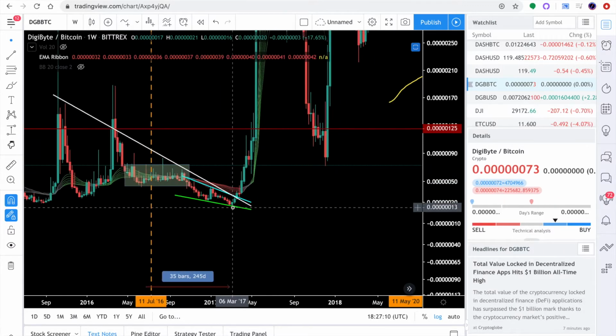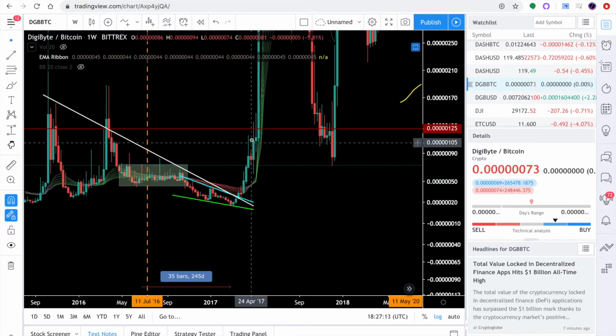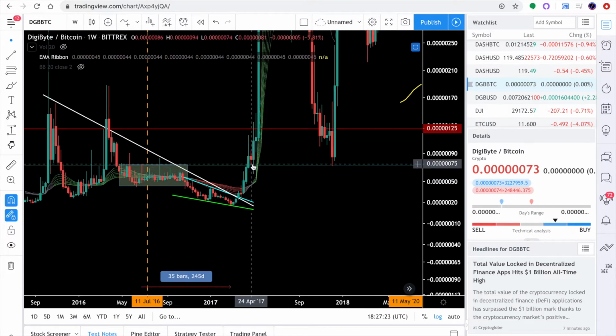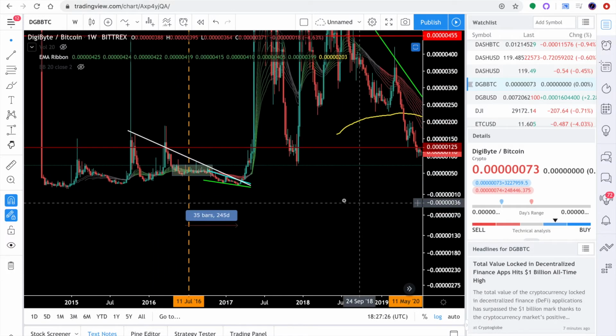And then as you guys can see, once it broke from that falling wedge, it came back up and then back tested that range that it's in now, like the 60 sat range. So it back tested this area before going parabolic and absolutely berserk.